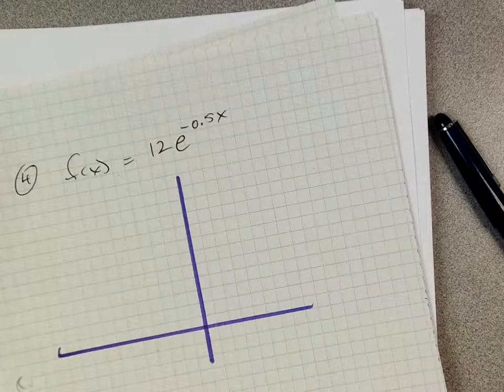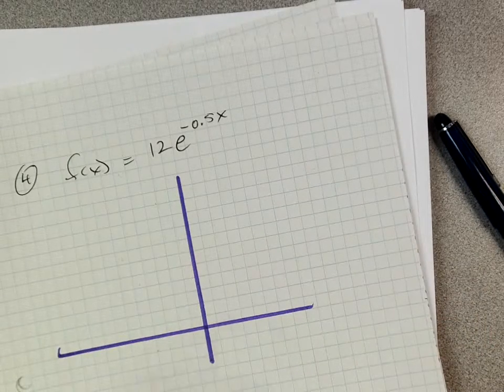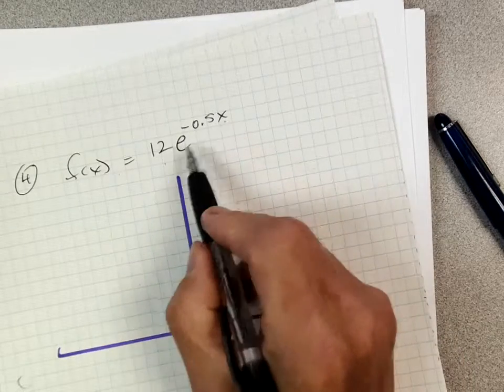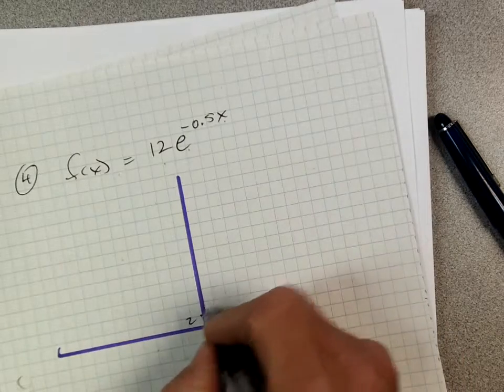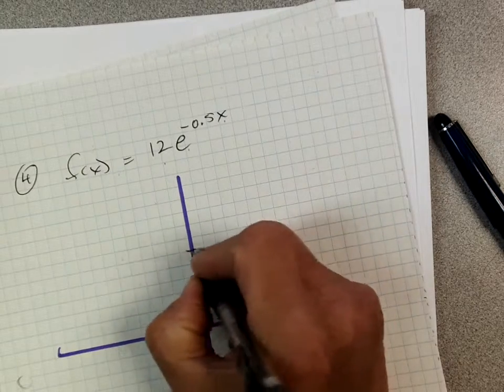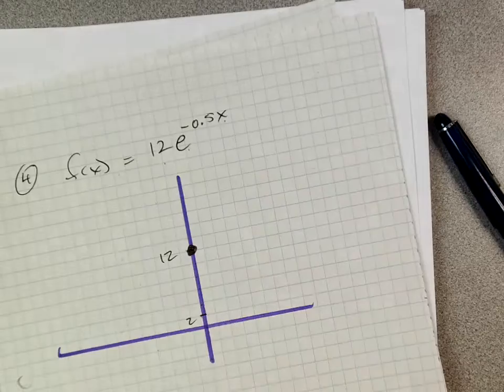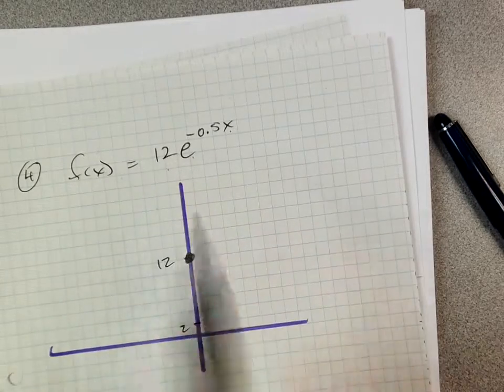It crosses at 12, so I'll probably go by 2's. I know it crosses at 12, right? If x is 0, the exponential becomes 1. So let's go 2, 4, 6, 8, 10, 12. I know for sure it's going to go right through there. So the y-intercept has to be 12, okay?